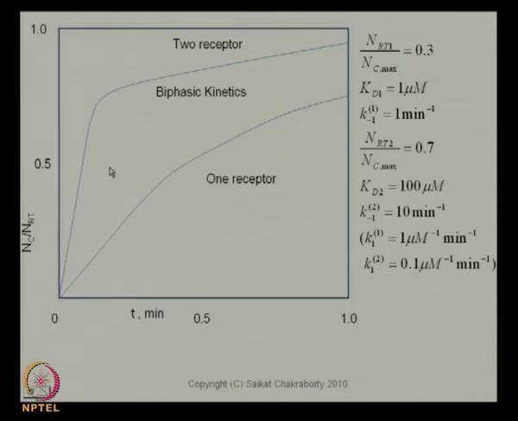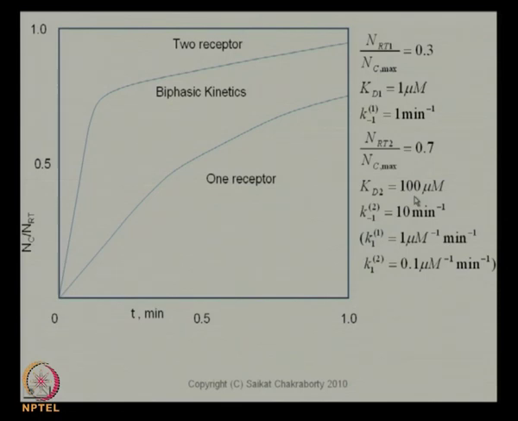What I want to attract your attention to is the biphasic nature of the curve. What you see over here is NC over nRT against time. In the case of a single receptor the curve is monophasic, whereas in the case of two receptors the curve is biphasic. Look at the data here: Kd1 is 1 micromolar and Kd2 is 100 micromolar, so there is a 2 orders of magnitude difference between the dissociation constants of 1 and 2.